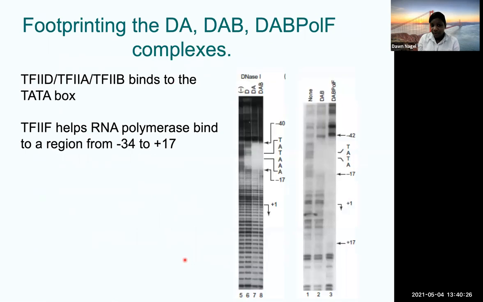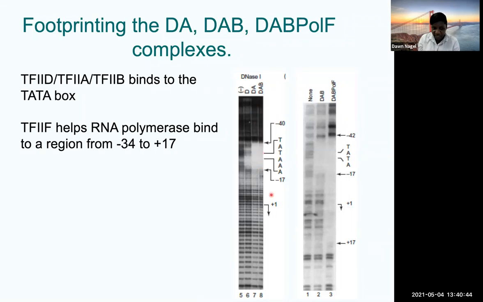They then showed by DNA footprinting assay exactly where those complexes were binding within the promoter. So TFIID, A, and B bind to this TATA box within the promoter.